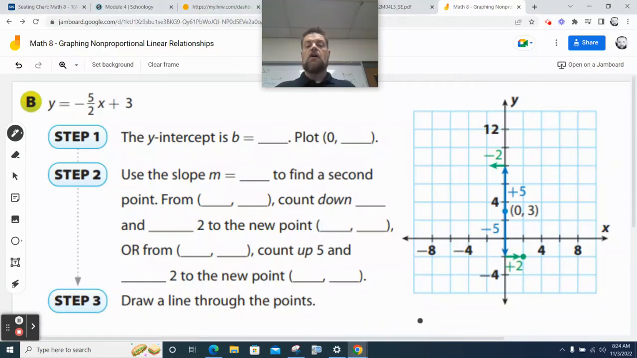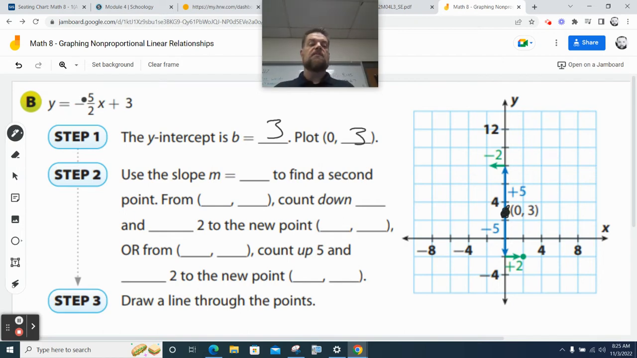All right, so for example B, we basically do the same thing. We're going to go, and the y-intercept is what, guys? 3. So then I'm going to plot the point (0, 3). So that's right here. It looks like the grid, they're counting by 2s, right? So from here to here is 4. Half of that is 2. So 3 lives about here between 2 and 4, right?